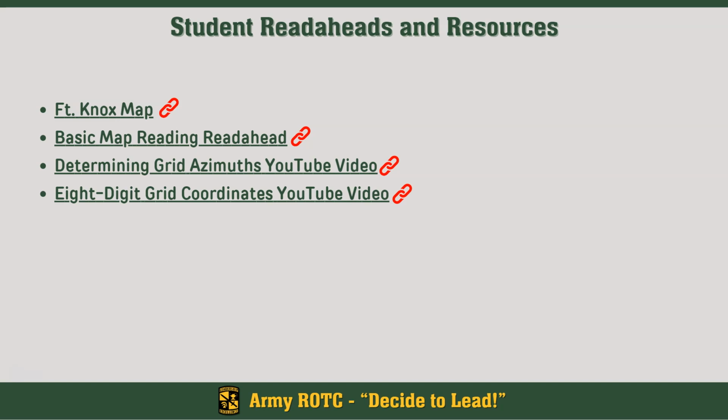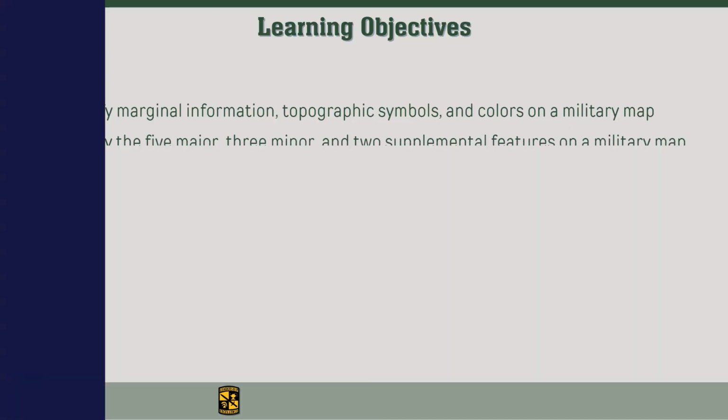So again, take those steps, make yourself better. Go grab a map. Pause this for now if you need to, go get that map in front of you, or figure out a way to click on that Fort Knox map so you can have it pulled up. All right, with that, let's get into this.